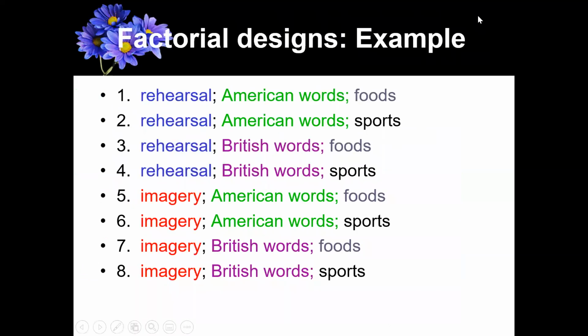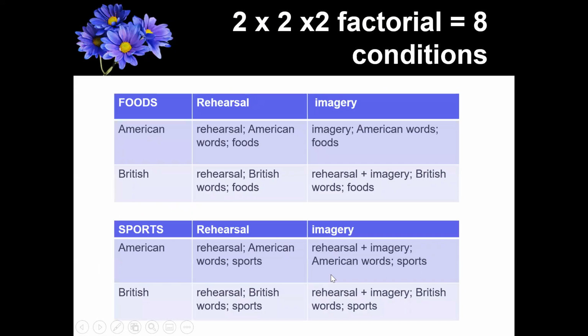Here's what that looks like. So you kind of saw this already, but again, rehearsal for American words and foods, rehearsal for American words and sports, rehearsal for British words and foods, rehearsal for British words and sports, imagery for American words and foods, imagery for American words and sports, imagery for British words and foods, imagery for British words and sports. So again, all the different combinations, which you can get just by drawing it out like this.